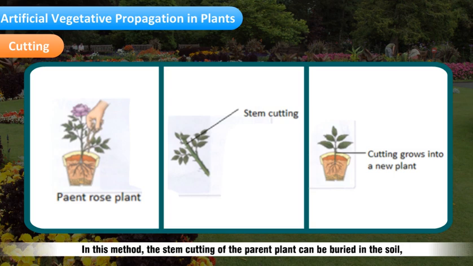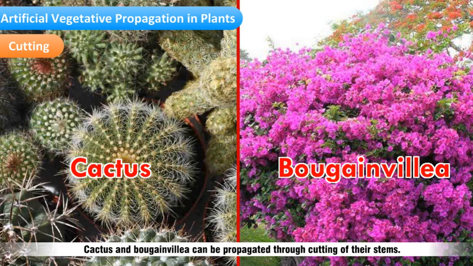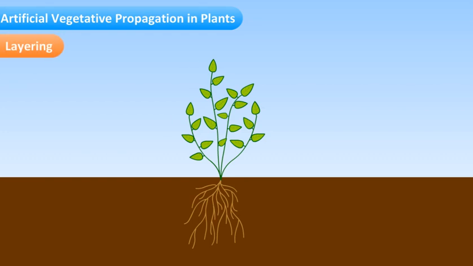Cutting. In this method, the stem cutting of the parent plant can be buried in the soil, which develops roots and shoot and grows into a new plant. Cactus and bougainvillea can be propagated through cutting of their stems.